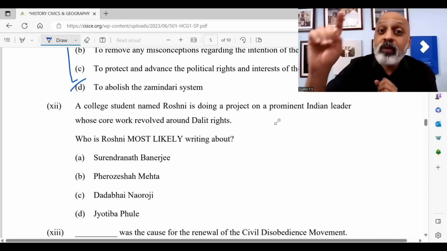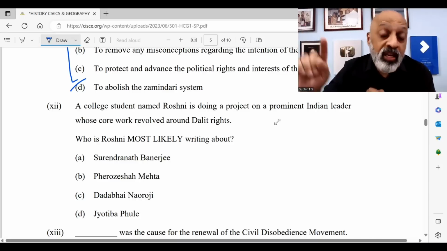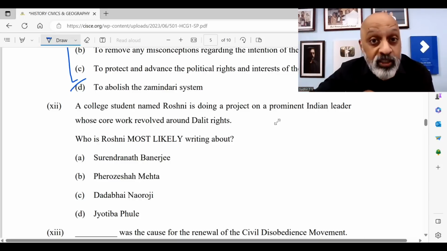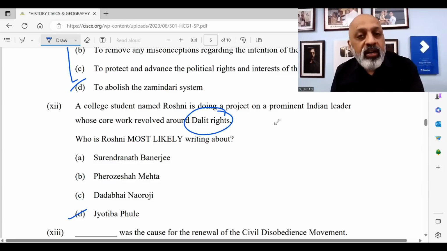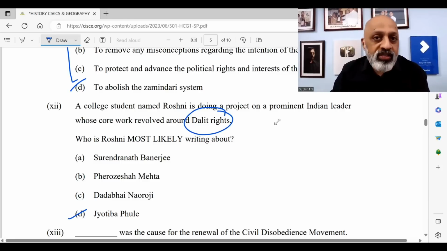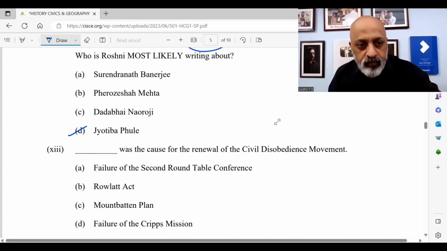तो अगर आपने ज्योतिबा फुले के बारे में और सत्यशोधक समाज के बारे में पढ़ा है कि उन्होंने अनटचेबिलिटी के खिलाफ काफी काम किया था, you will know immediately that the correct option will be D, because he is the one who operated among the untouchables, raising his voice against untouchability and for Dalit rights.